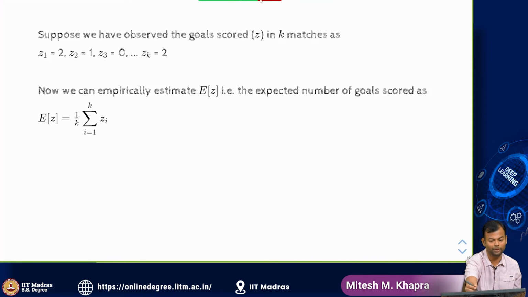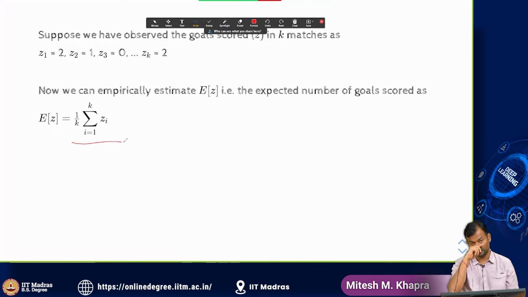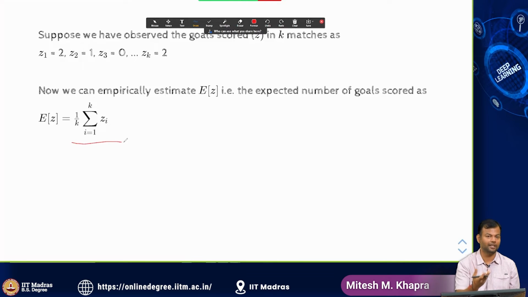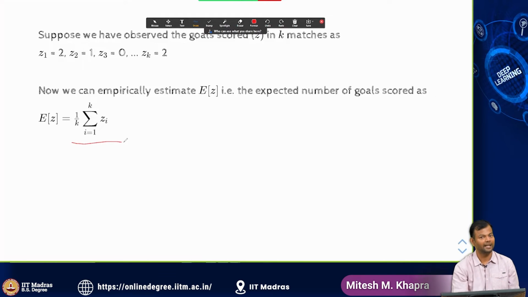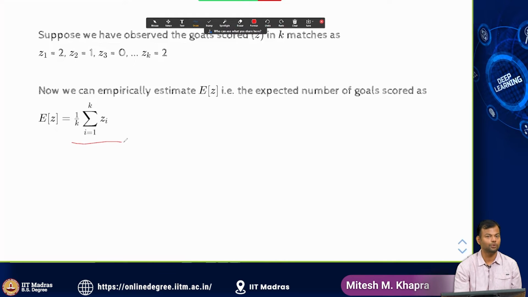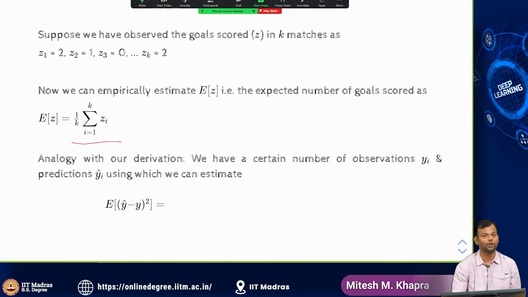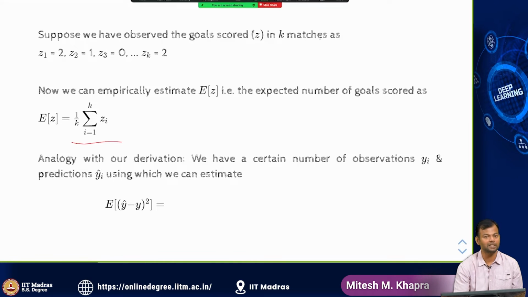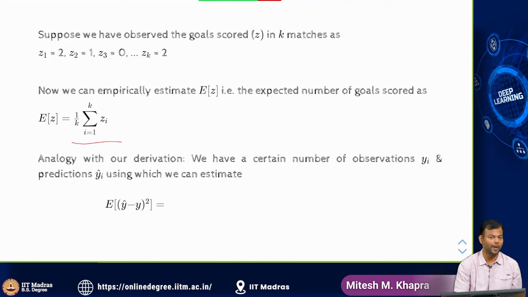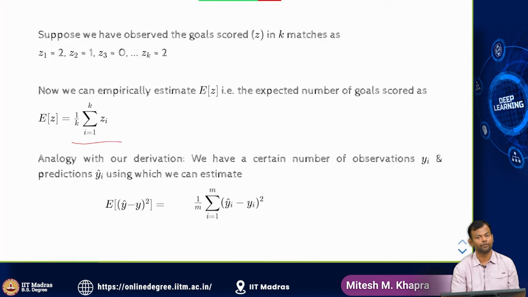This is something that we have been doing for ages, in our studies in high school, engineering and so on, where you are given a set of samples and we compute the average using this formula, and that average is actually the empirical estimate of the expectation. And the analogy to our derivation where we were stuck would be the following, that I am interested in the expected value of the squared error between y hat and y, and that I can just approximate from the data that I have.